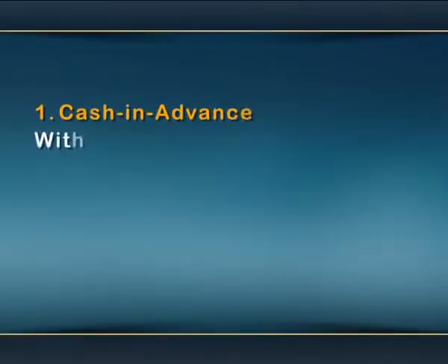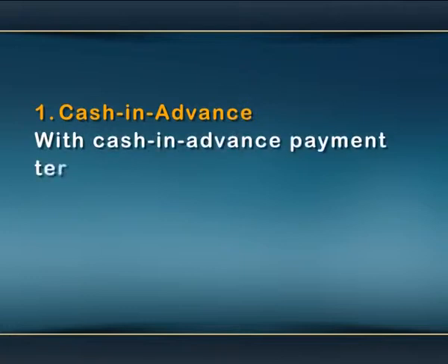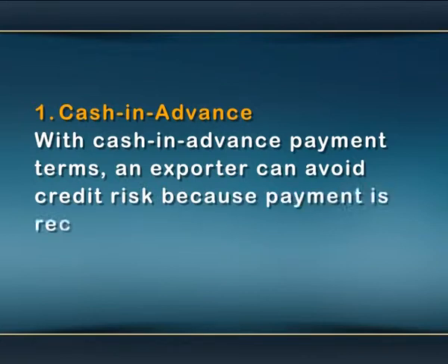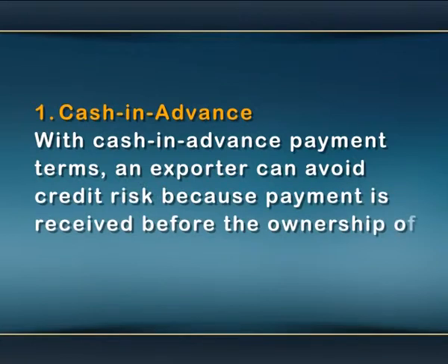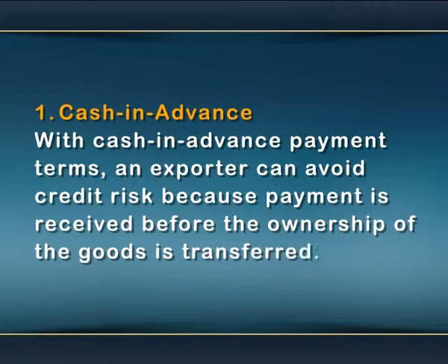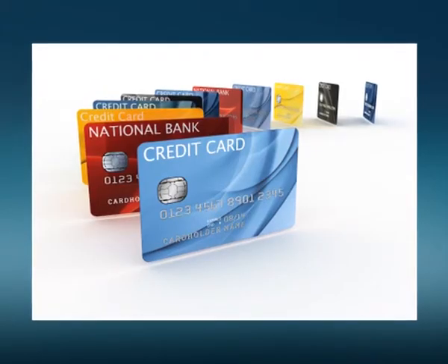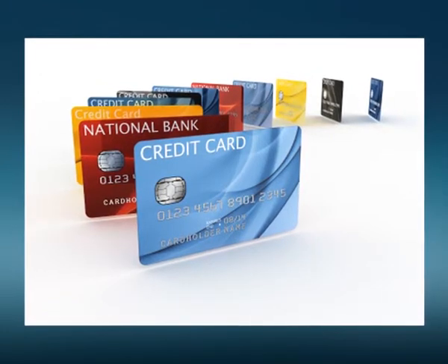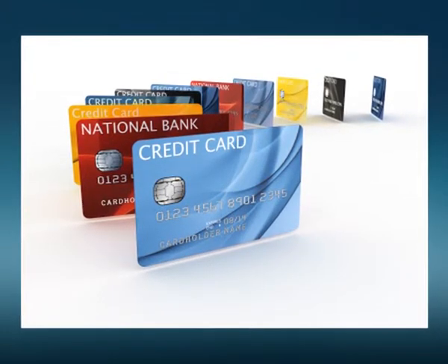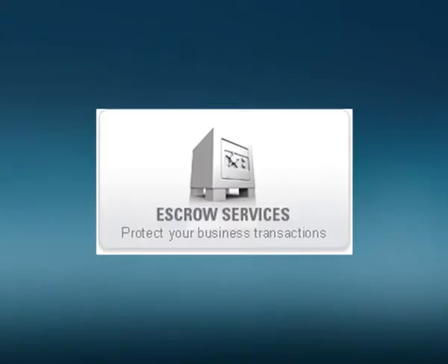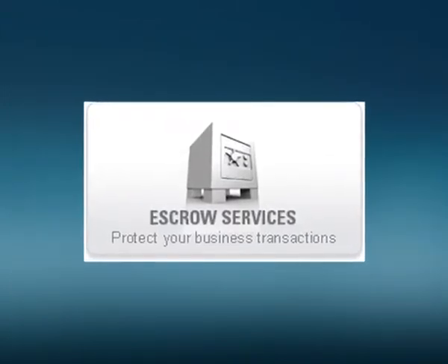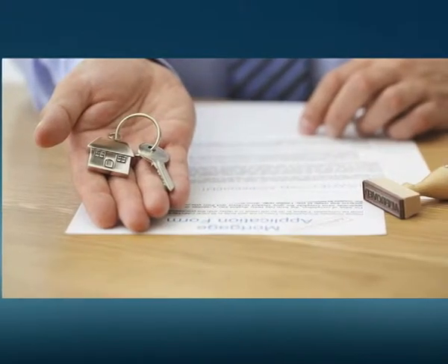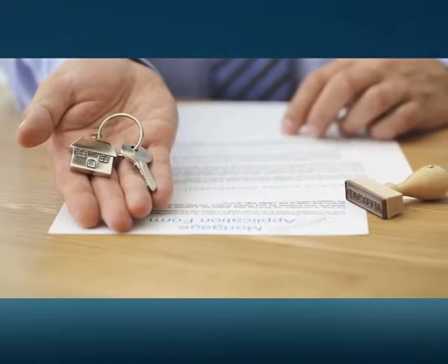First, cash in advance. With cash in advance payment terms, an exporter can avoid credit risk because payment is received before the ownership of the goods is transferred. For international sales, wire transfer and credit cards are the most commonly used cash in advance options available to exporters. With the advancement of the internet, escrow services are becoming another cash in advance option for smaller exporter transactions.